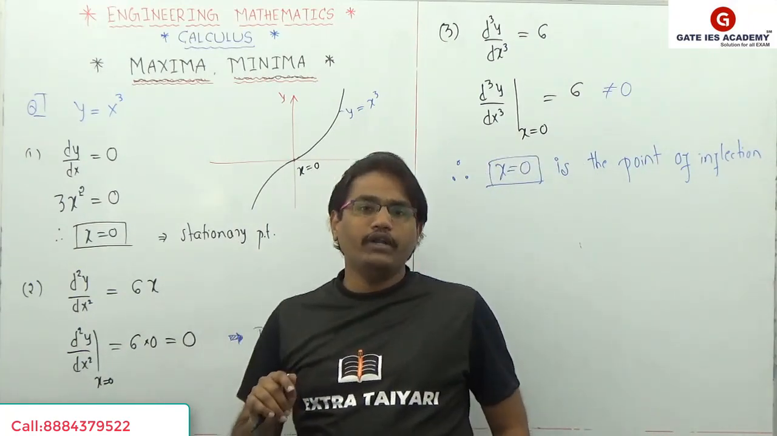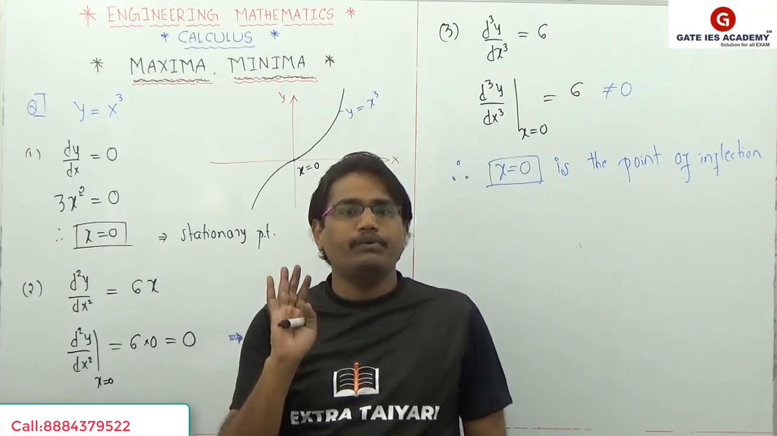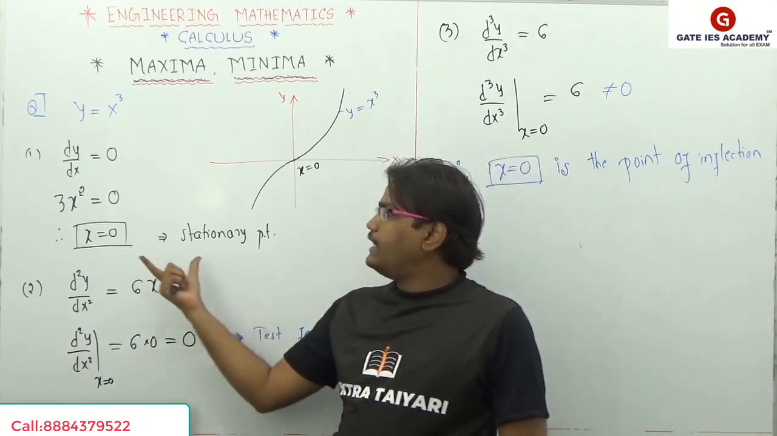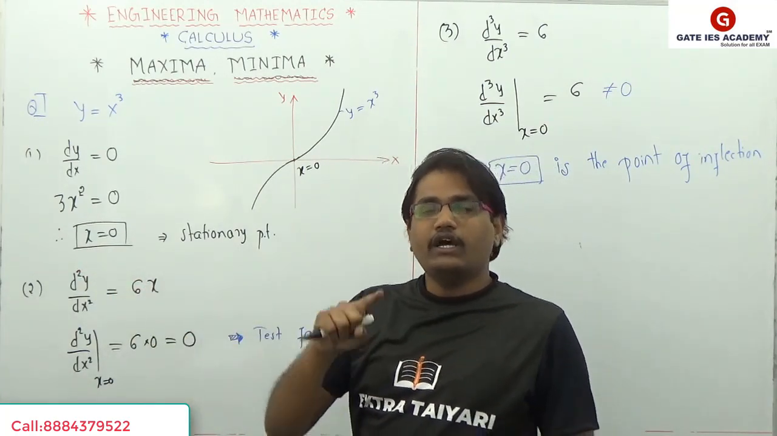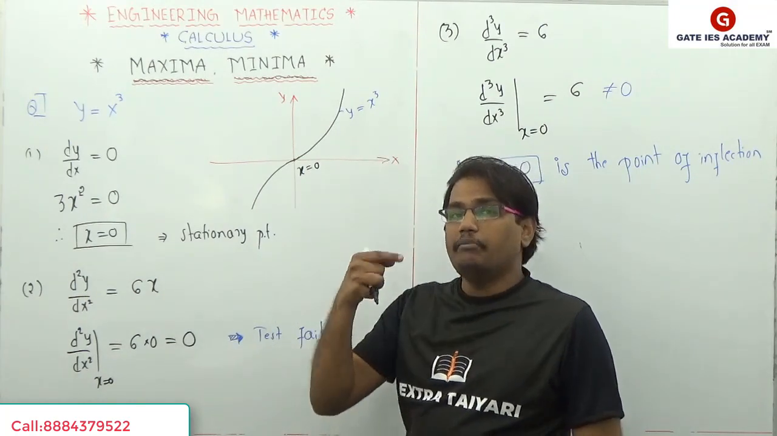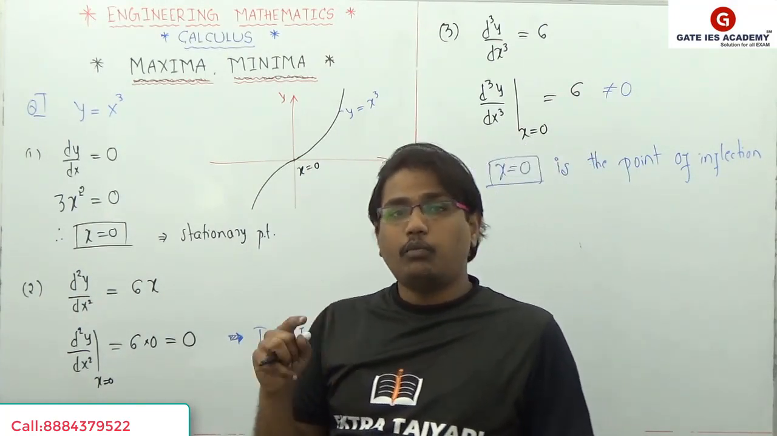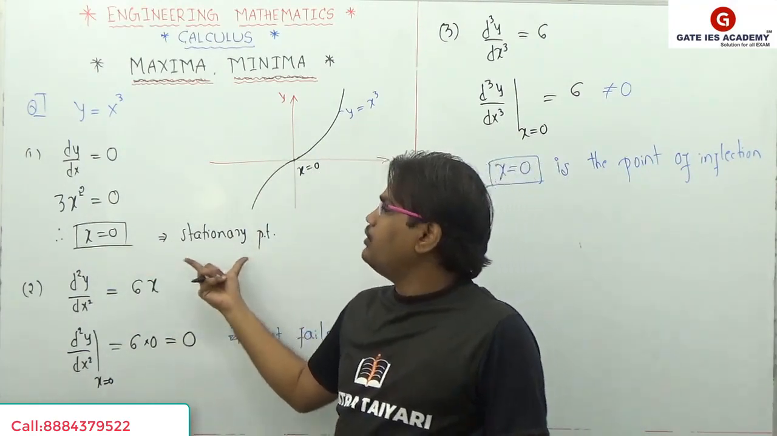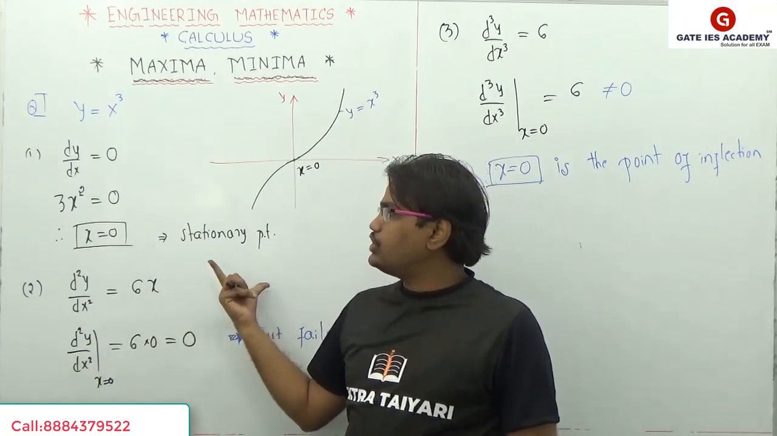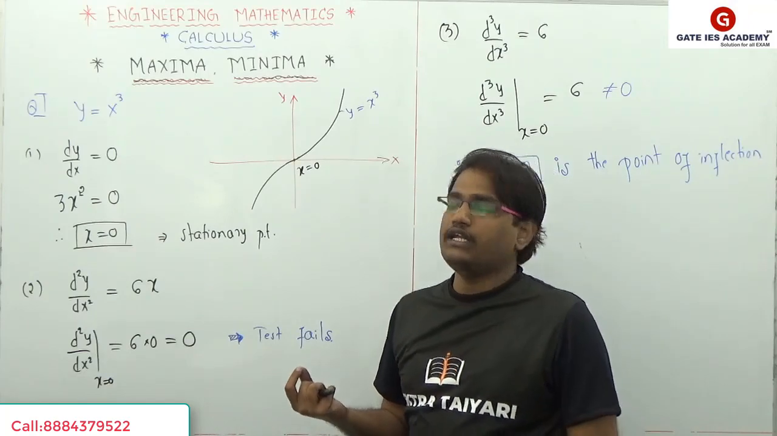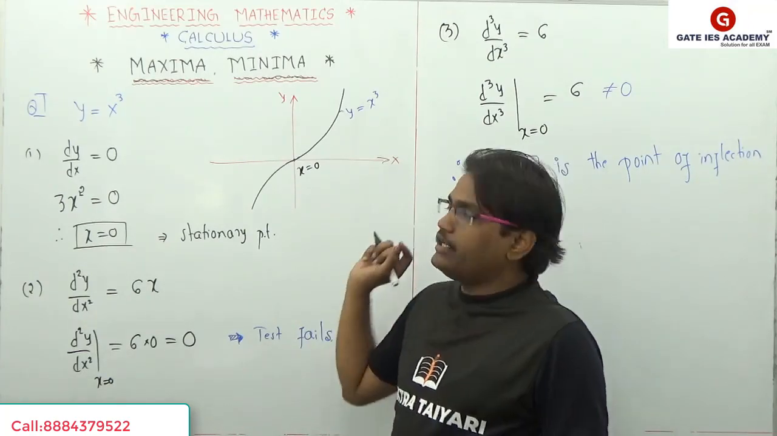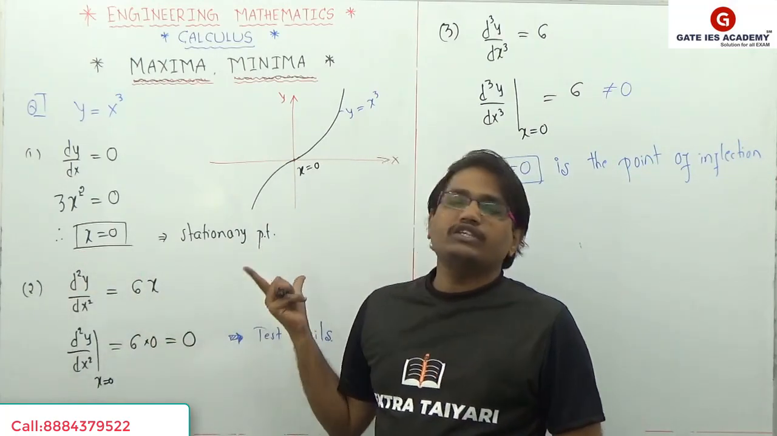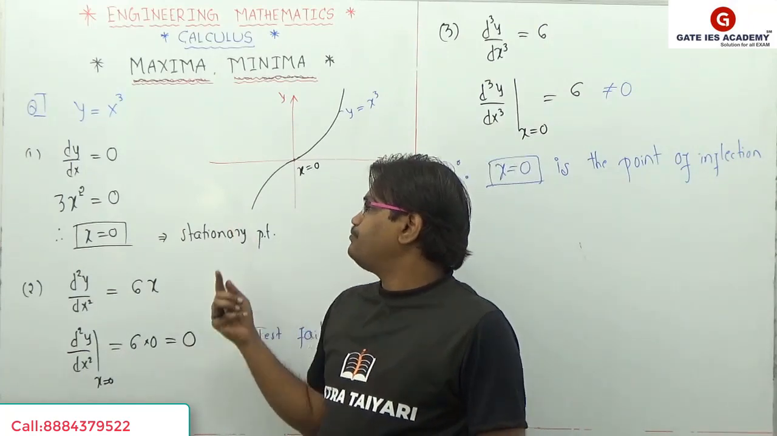What is the meaning of a stationary point? x equals 0 is a point where the slope is becoming 0. Right? That means there is some point where either maxima can exist or minima can exist, or a point of inflection can exist, right? It is giving me some signal. A stationary point always gives you some signal that there is something at that point in the curve, right? So now let us find out what this stationary point is actually giving me.